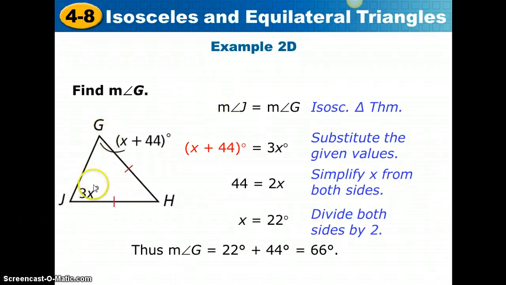These two base angles are congruent, so their measures are equal by the isosceles triangle theorem. So x plus 44 equals 3x. Solving this equation for x, we get 22 for that value. When we take 22 and add it to 44, you get 66 degrees for the measure of angle G.